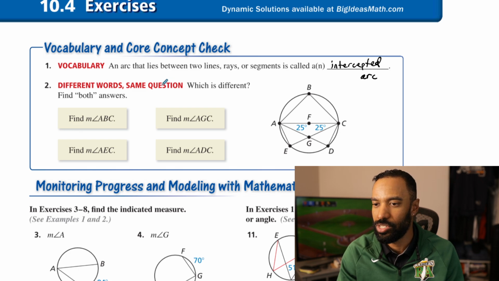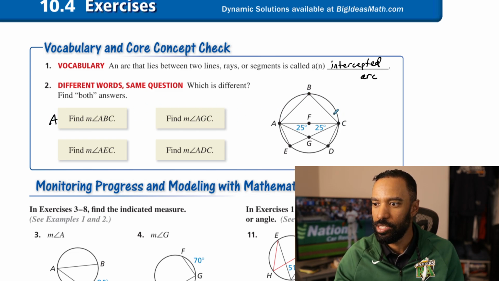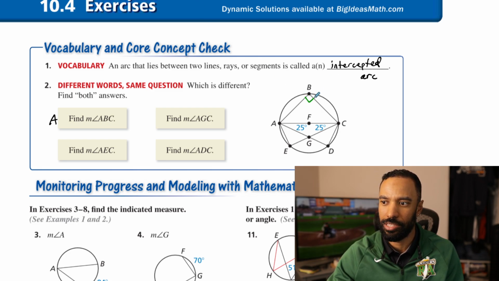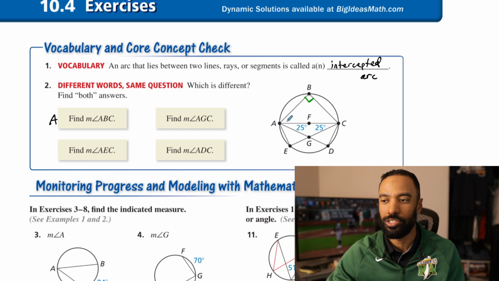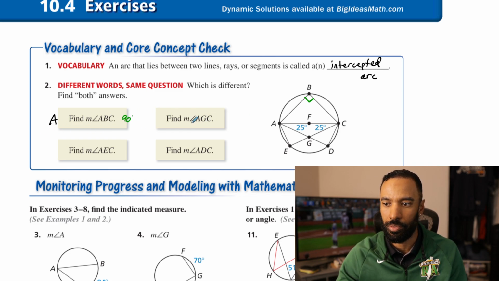Number 2, different words, same question. Which is different? Find both answers. The measure of angle ABC, I'll put a letter A there and look at what we're talking about. Now, ABC is going to be a 90-degree angle. I'm going to bring that up right now because it's the inscribed angle of a triangle whose longest side there is the diameter. When you have the diameter right here, those endpoints have an inscribed angle of 90 degrees. So that's going to be 90. I'm just going to write that down and see what we're talking about.